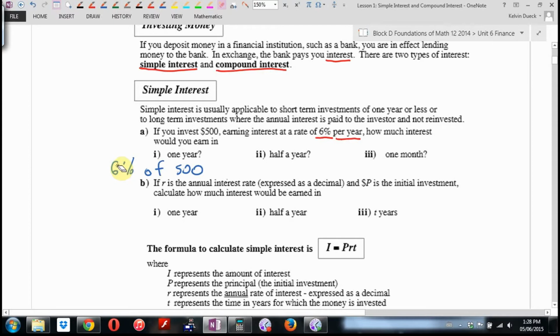So the first thing, and I hope you can do this in your head, 6% is what as a decimal? So this you can write down: 0.06. And the word of almost always means multiply. You can write that down. In other words, if I want to find 6% of 500, it's 0.06 times 500, which is not 60 bucks, 30 bucks.